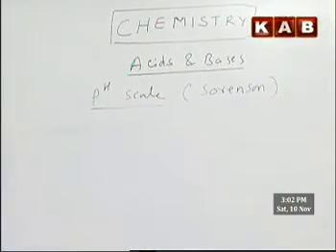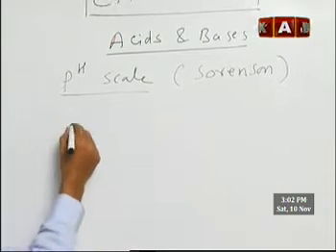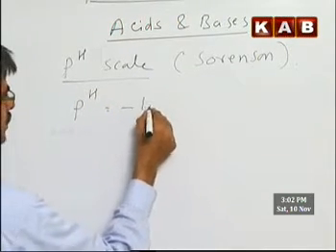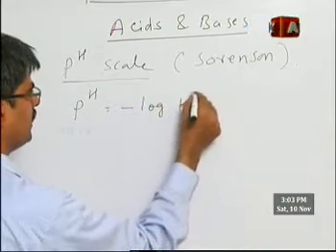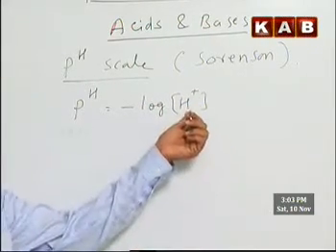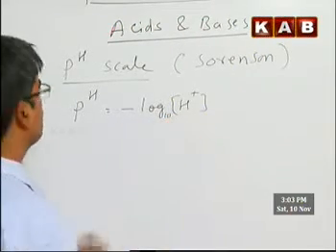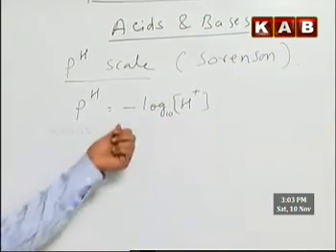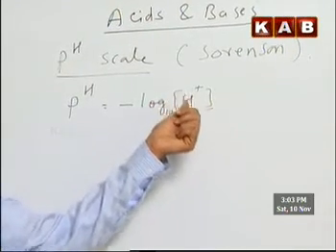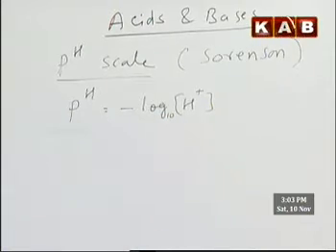Now coming towards how we are defining the pH. The pH is basically defined as the negative logarithm of hydrogen ion concentration, and we should express the hydrogen ion concentration in terms of moles per liter, and the base is 10. So we can say that the pH is defined as a negative logarithm of hydrogen ion concentration, wherein we are expressing the concentration in terms of moles per liter, and that will be to base 10 for us now.